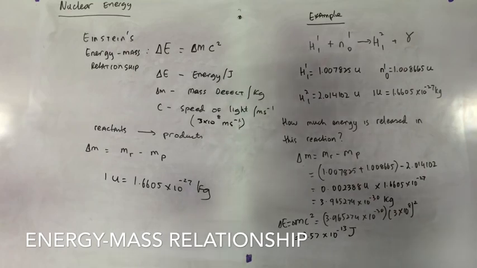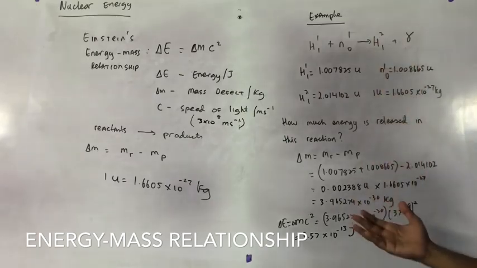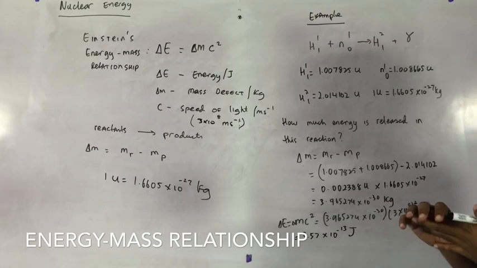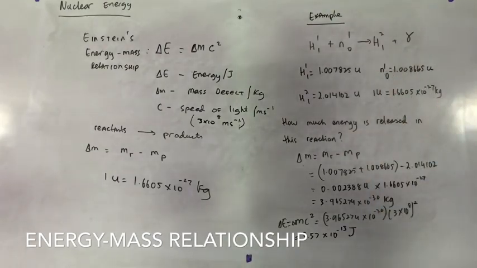There are two types of reactions that we look at. We look at nuclear fusion and nuclear fission. Fusion is where you have two small particles joining to form one, like in the sun, like what the reactions are in the sun. Fission is where you have one big particle splitting to give you two small particles. So you have fusion and fission.